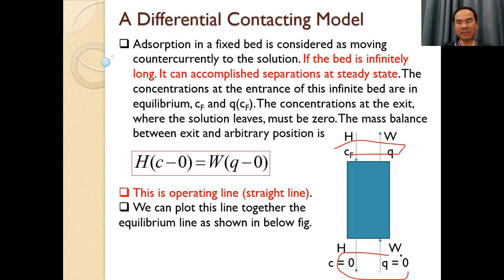Then you make a mass balance at steady state: input equals output, with no reaction, no generation, no consumption. That means HC equals WQ. We call this the operating line: H times C feed minus 0 equals W times Q minus 0 for this case.